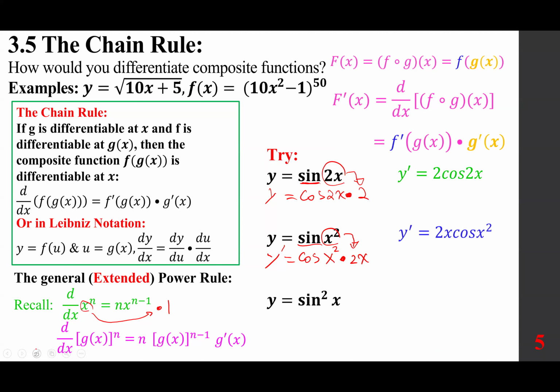Now, for the last one, you should recognize this as sine x to the power of 2. Therefore, y is 2 times sine x to the power of 2 minus 1, which makes it 1. And now times the derivative of the inside, cosine x, and the final answer is y prime is 2 sine x cosine x.